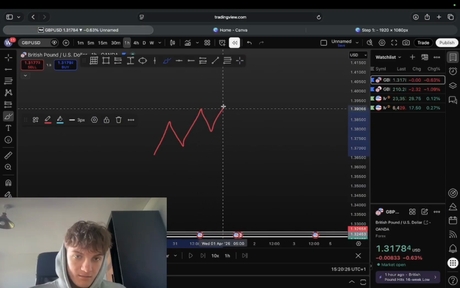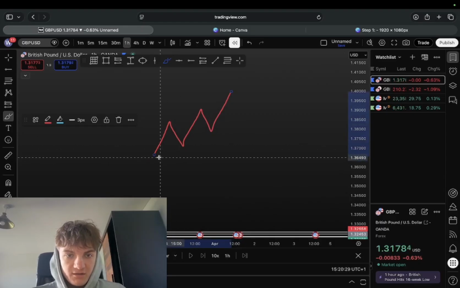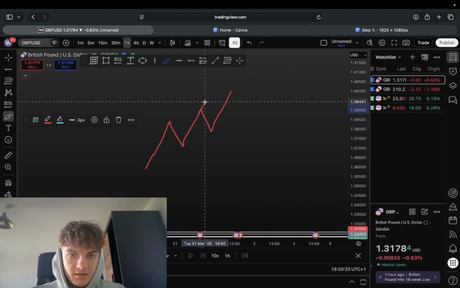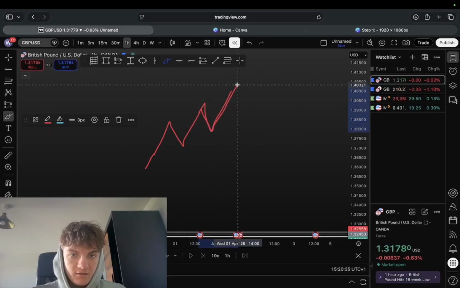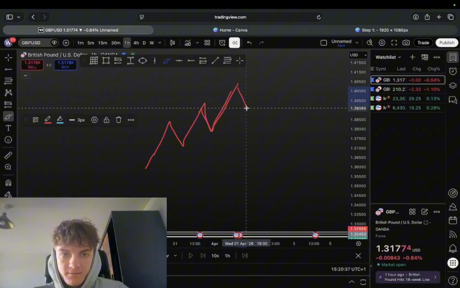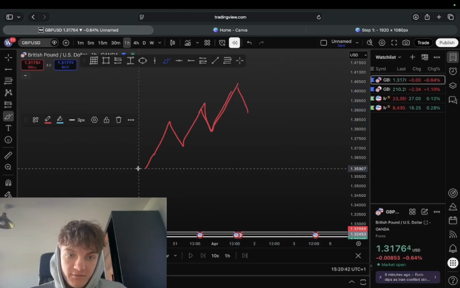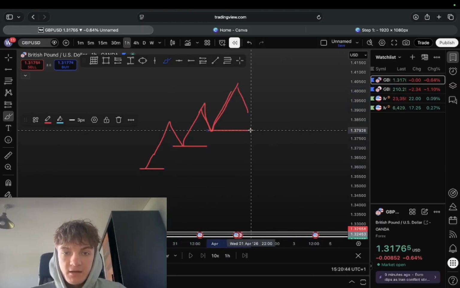Uptrend. That's quite a good uptrend. Could extend that a little bit. And then extend. Nice, good uptrend, lovely uptrend. All right. Breaks of structure. We've got a low here, low here, a low here.